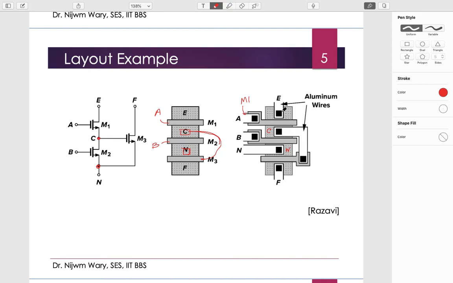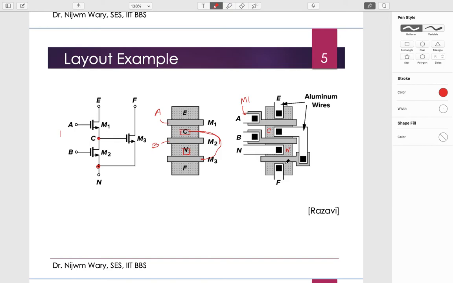Of course we can connect this E point to the metal wires, so it can be used for routing, and then this F point can again be connected to metal one and used for routing. So this is how, with this kind of structure, we can share the drain and source of two transistors, and we can have a very compact layout.